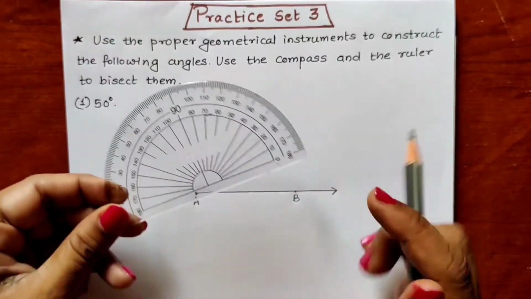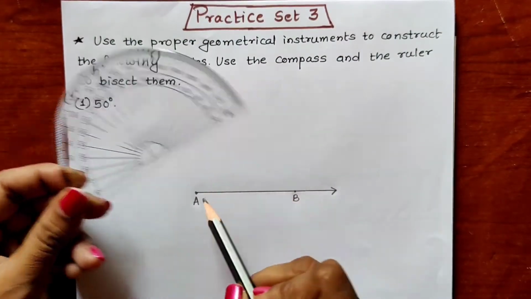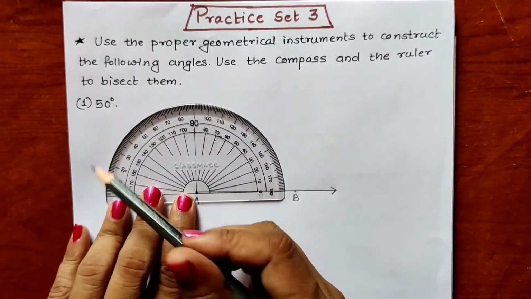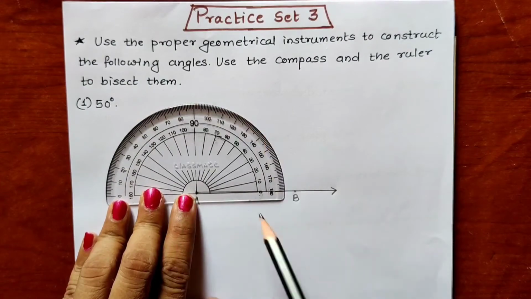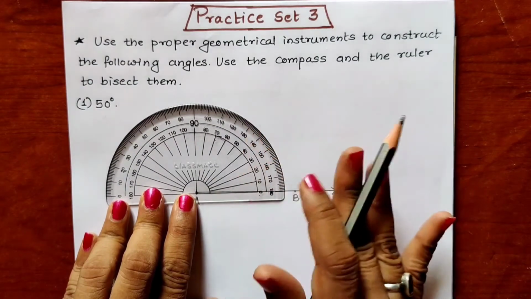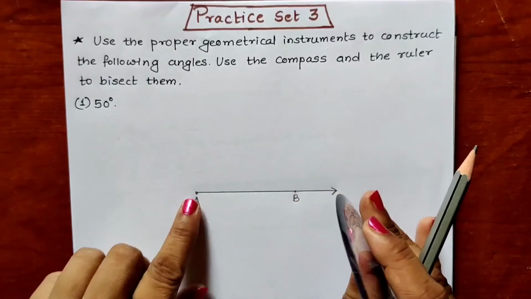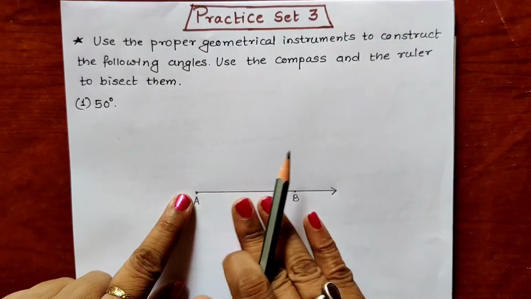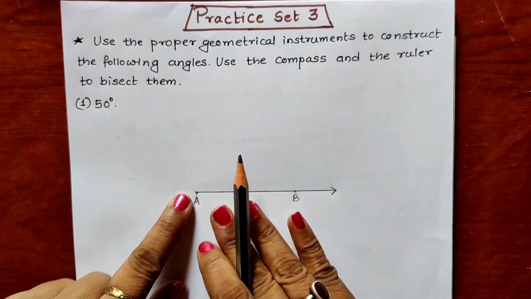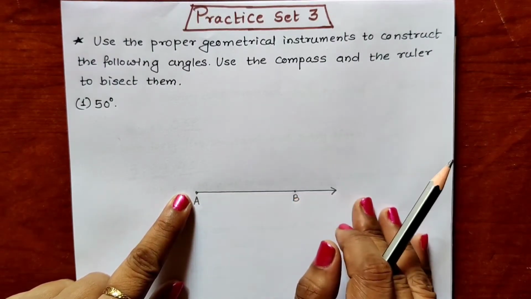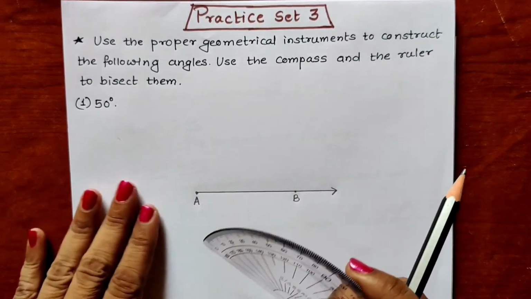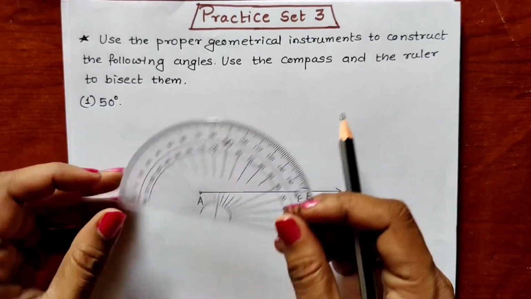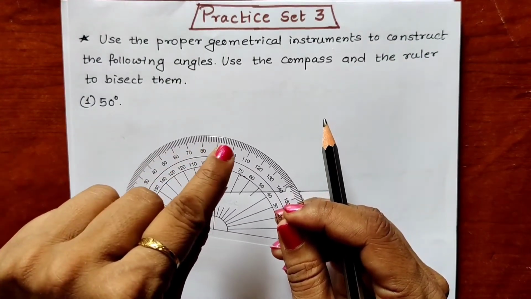So this is the protractor. We have to place the midpoint of the protractor on point A and draw an angle of 50 degrees. So we will be measuring from 0 on the right hand side. Why right hand side? Because on the left hand side there is nothing. On the right hand side of A there is a ray. On the left hand side nothing is there. So we have to start counting from 0 on the right hand side. Do not count from 0 of the left hand side.